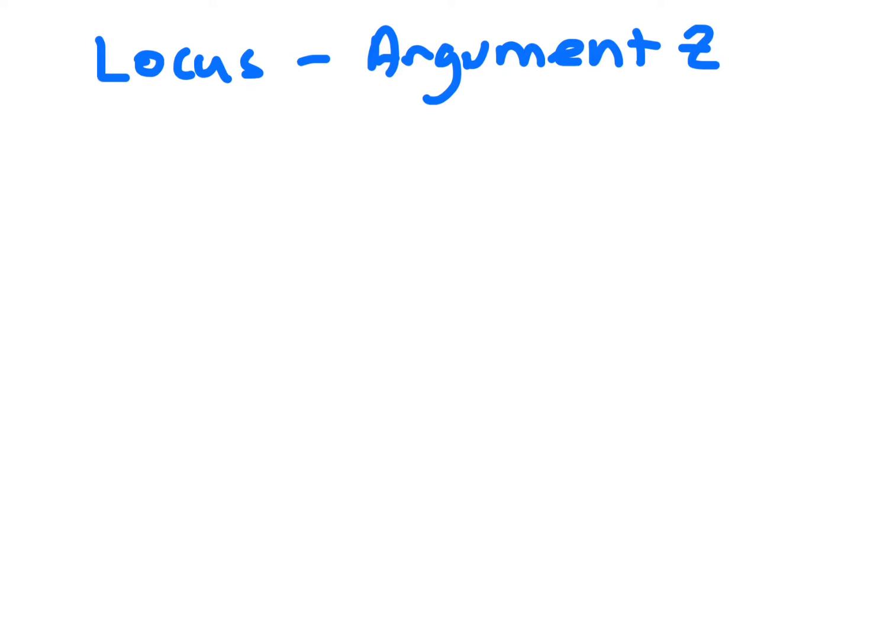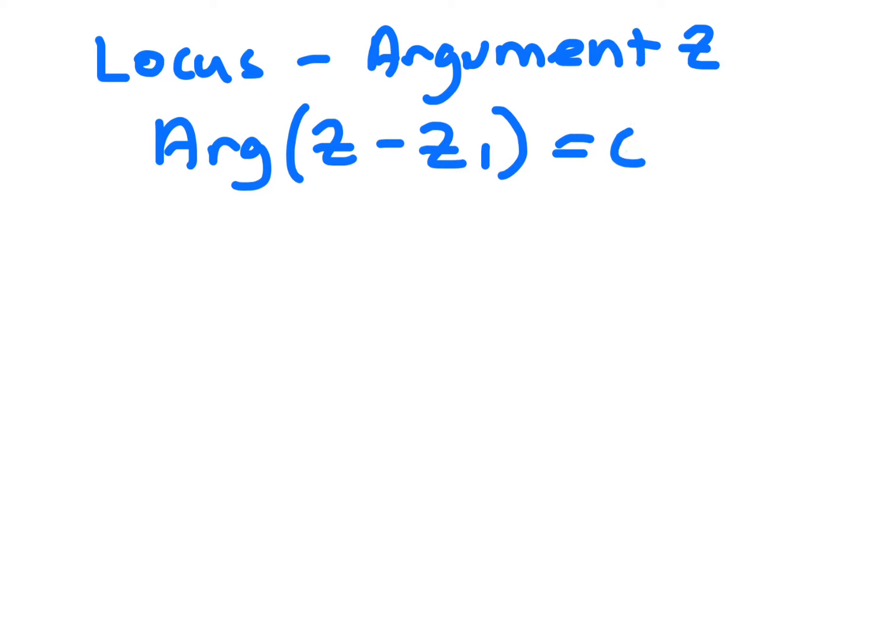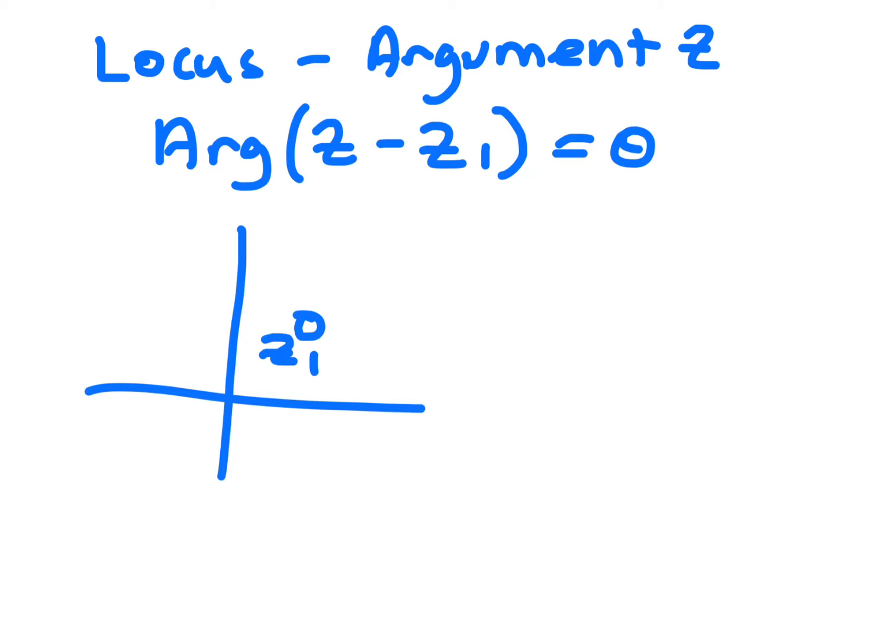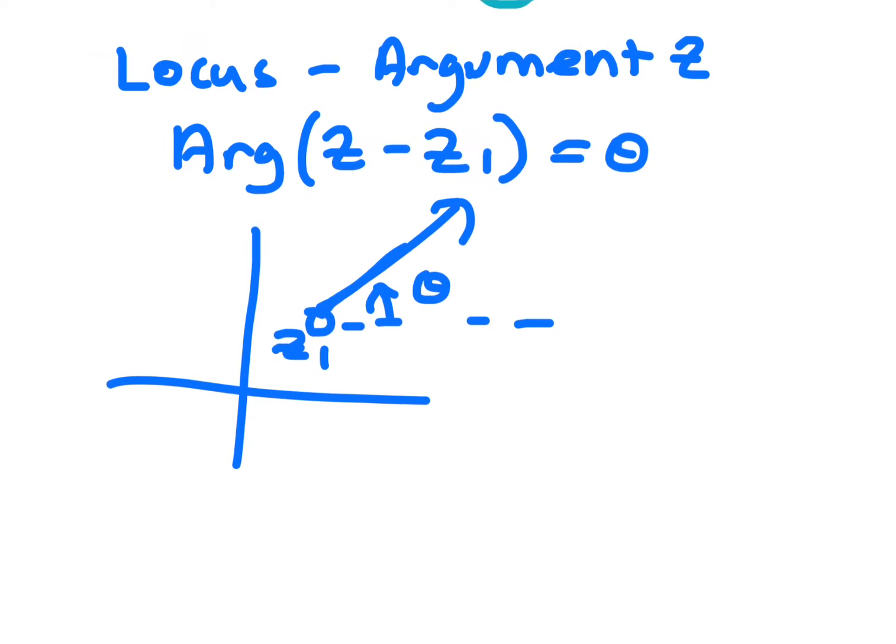Now, just with locus involving arguments, the basic one would be arg of z minus z1 equals theta. That just means that if this was z1, and we usually leave an open circle, I'll show you why in a minute, then the angle that we're looking at and the line we're looking at that's on that angle is this one here. And that angle would be theta.